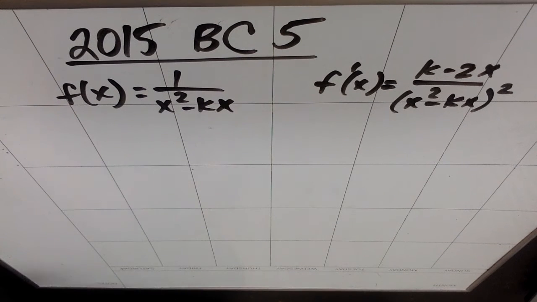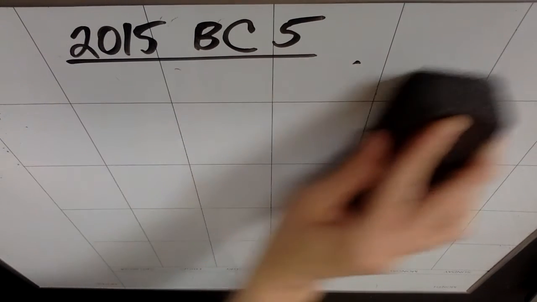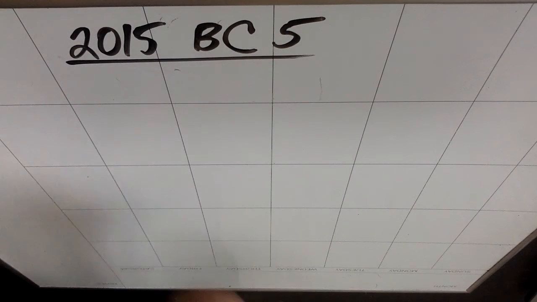All right, part D. Let k equal 6 such that f of x equals 1 over the quantity x squared minus 6x. And here's the part that makes it a BC question. Find the partial fraction decomposition for the function f, and then find the integral of f of x dx. So I'm going to go ahead and erase these because now I only need the one that we have since we're on part D.